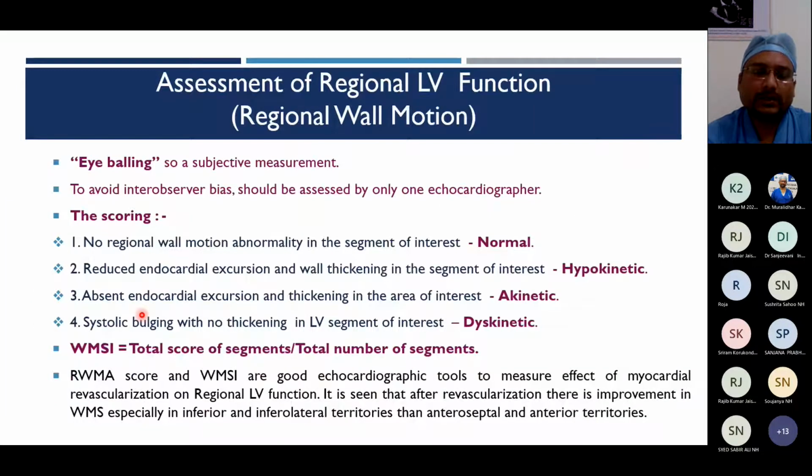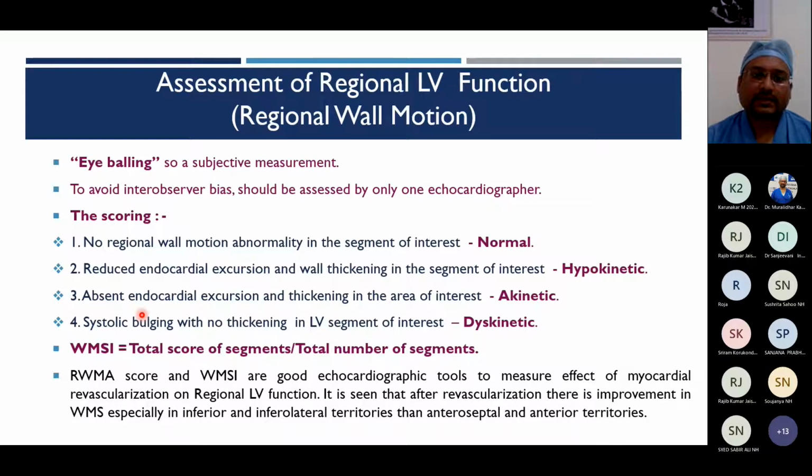Now coming to the regional wall function, it is basically eyeballing, so it is a very subjective measurement. To avoid inter-observer bias, we should assess it by only one echocardiographer pre and post CABG, or together. The scoring goes like this: if there is no regional wall motion abnormality in the segment of interest, it is normal.